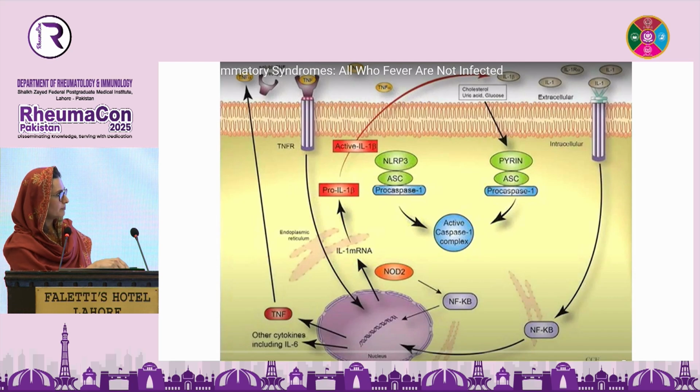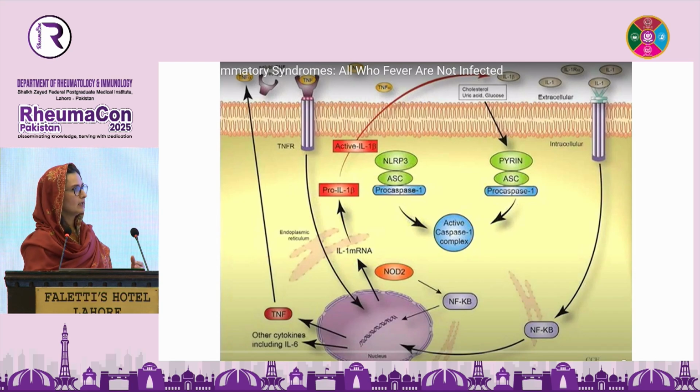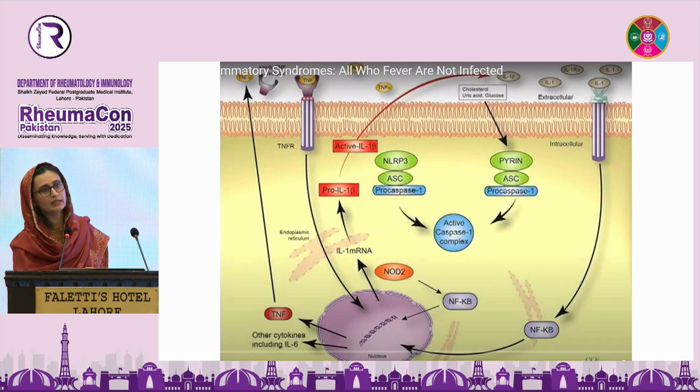One is the NLRP3 inflammasome and another is the pyrin inflammasome. The NLRP3 inflammasome is quite sensitive to cellular damage secondary to infections, toxins, or metabolic disturbances. Once this gets activated, it in turn activates the caspase-1 enzyme system, which in turn cleaves the inactive forms of interleukin-1 and interleukin-18 into their active forms.